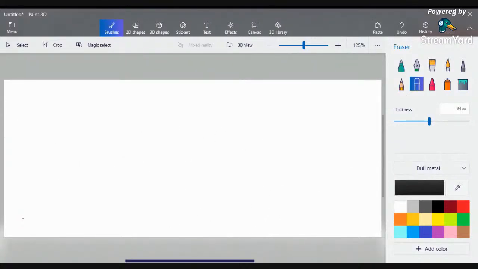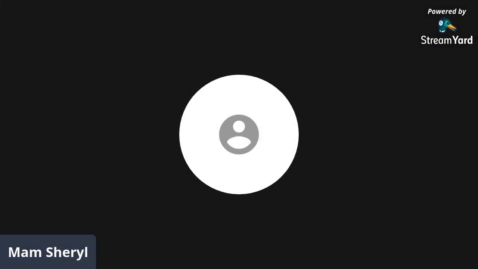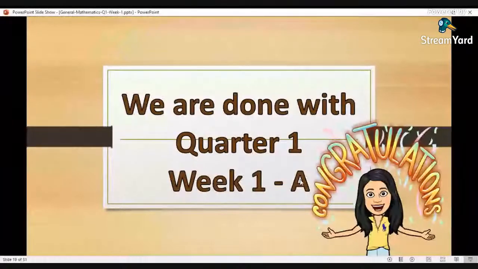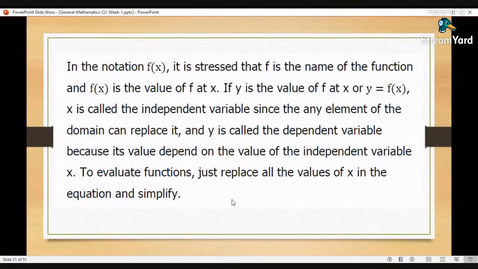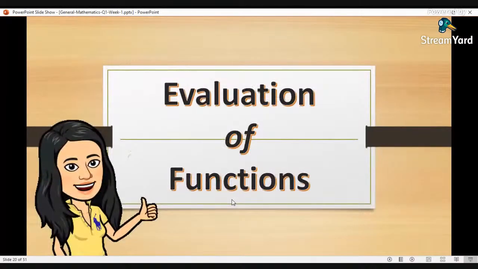Let's continue. Okay, we are done with quarter 1, week 1A. Let's continue with week 1B. Okay, it is about evaluation of functions.